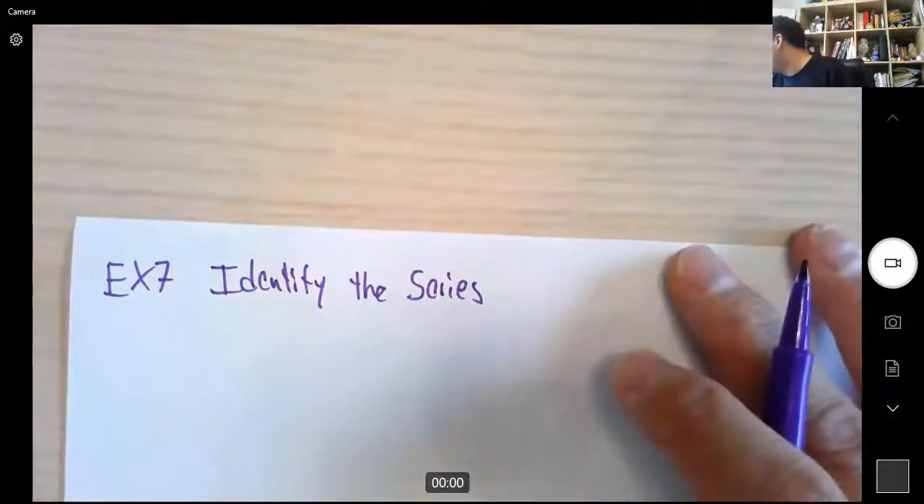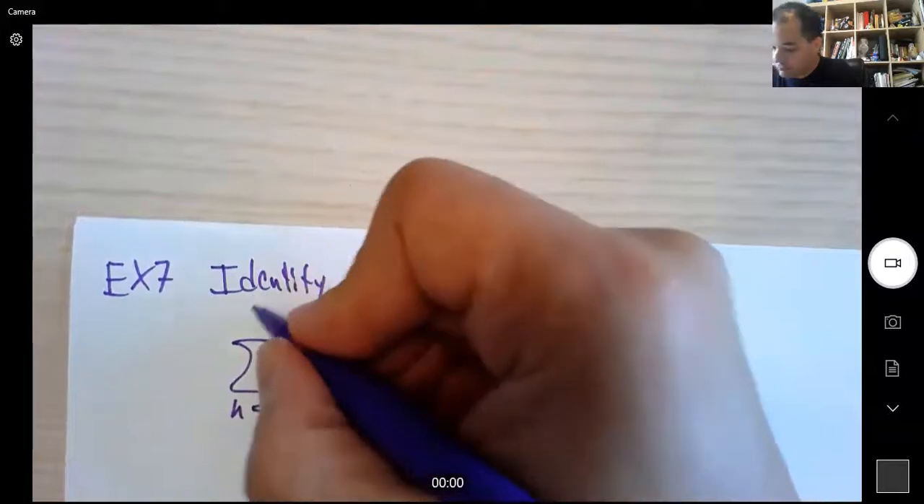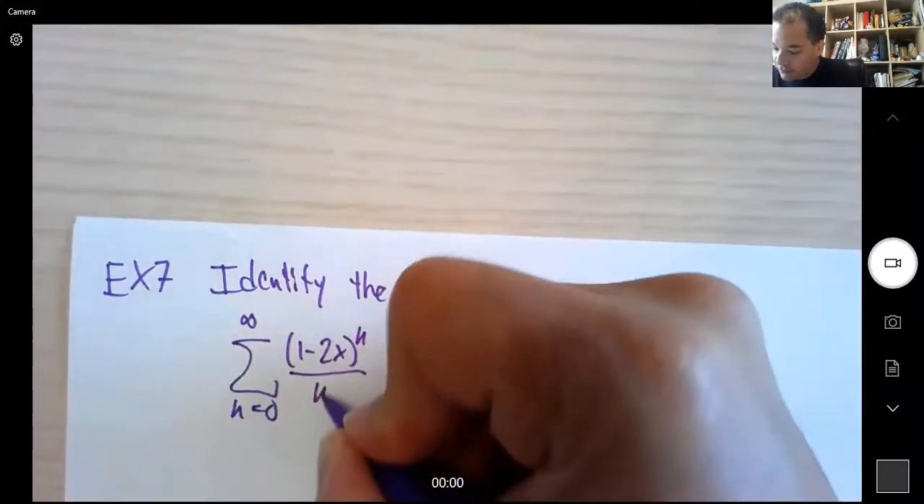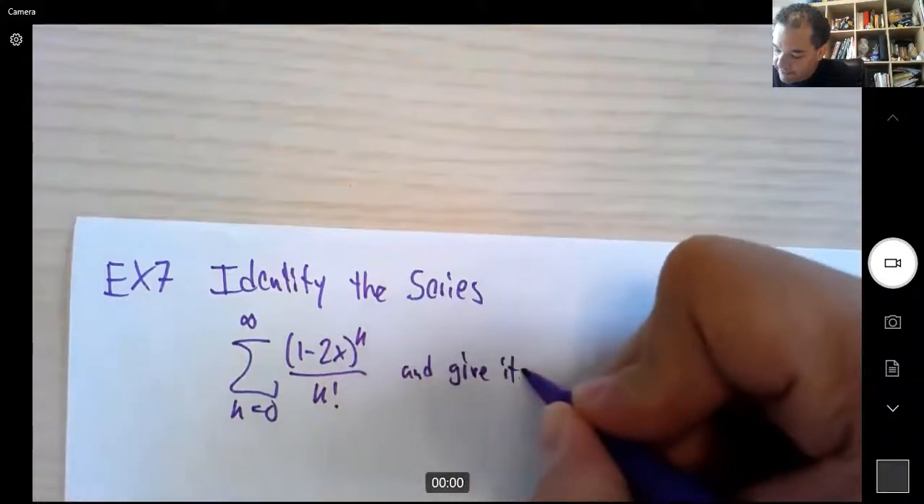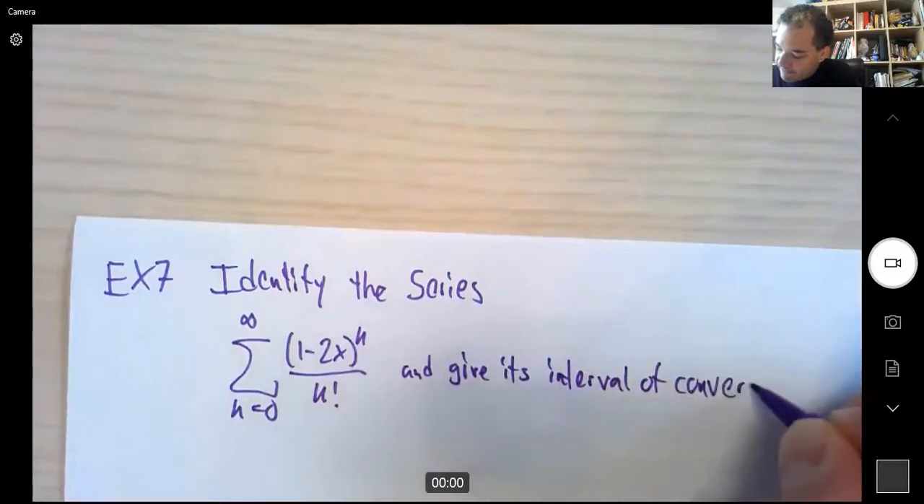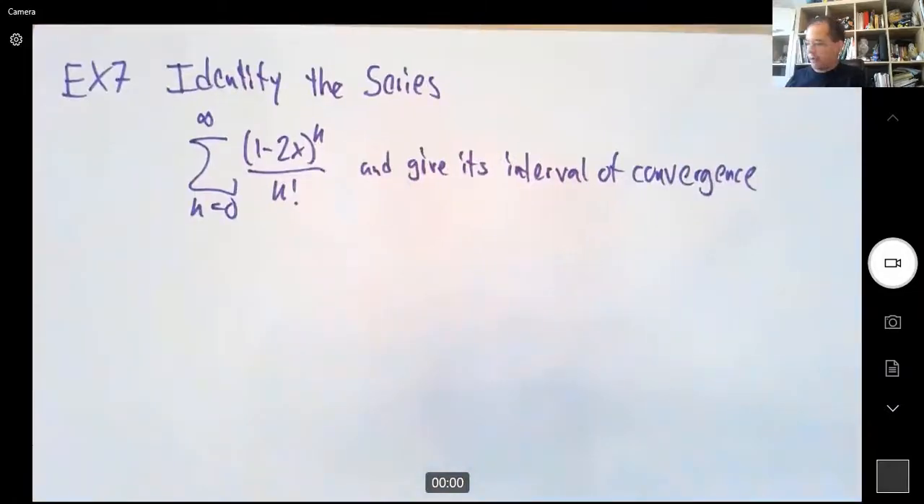And here is the series. It's (1 minus 2x) to the k over k factorial. And give its interval of convergence. All right. So this is kind of one of those problems where I show you a series and you have to see if you can come up with the expression, the formula for that series.